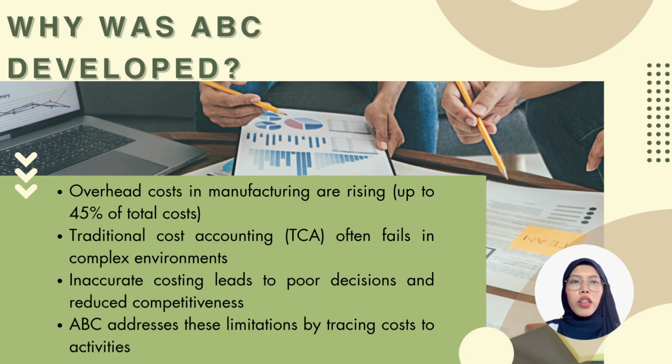ABC was developed to address this limitation by tracing costs to the actual activities involved in production. This approach ensures that costs are allocated based on real consumption, not just broad averages. As a result, managers can access accurate, timely, and reliable cost information, which supports better planning, control, and decision-making. The central principle of ABC is that the total cost of a product is the sum of all activities required to produce it. By understanding and measuring these activities, companies can identify areas for cost control and efficiency improvement.